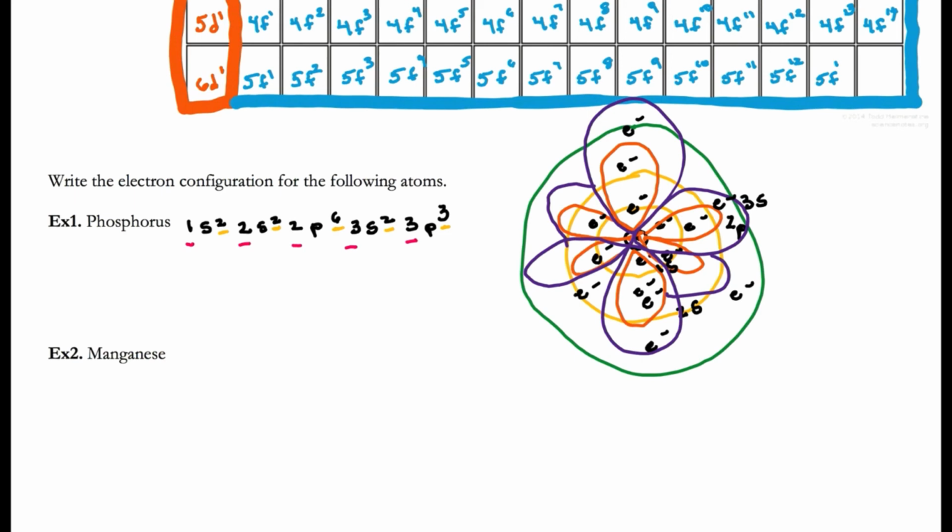Now, the good news for you is for this class and for any chemistry class you take, instead of having to draw out this beast, you just have to write out the electron configuration, which for phosphorus would be 1s2, 2s2, 2p6, 3s2, 3p3. Okay? Knowing what it looks like is valuable, but you're not going to be asked to draw that. Let's look at the next example, manganese.